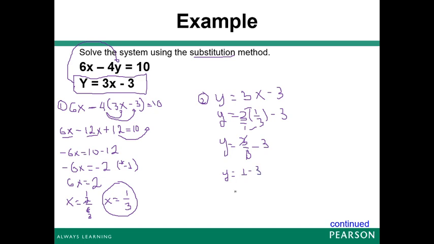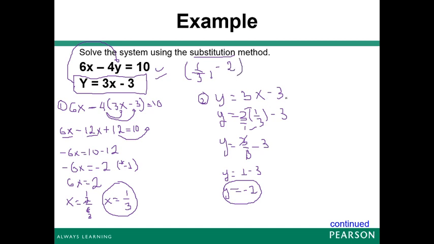1 minus 3. Y is equal to, hello Techo, 1 minus 3, minus 2. Okay, look at that. We have the solution of this system of equations. The solution of this system is x equals 1 over 3 and y equals minus 2.